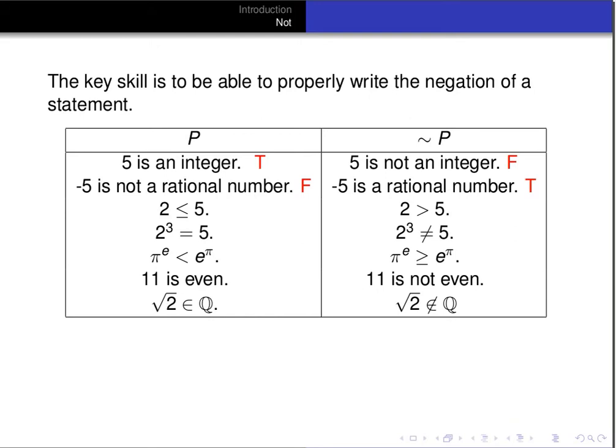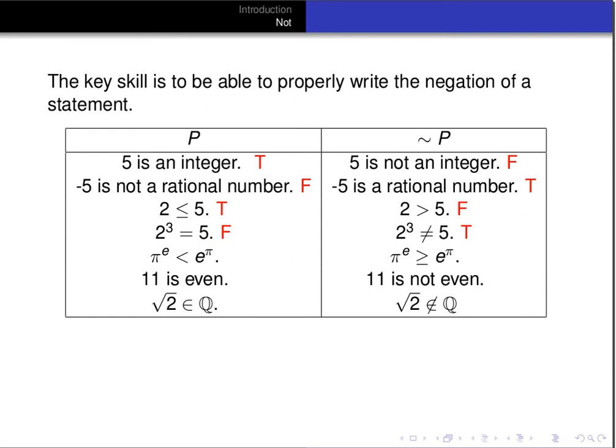Okay, now we come to the statement 2 less than or equal to 5. The negation would be not 2 less than or equal to 5, which we can better write as 2 is greater than 5 because of trichotomy. And of course 2 less than or equal to 5 is true, so 2 greater than 5 is false. If we have a statement like 2 cubed is equal to 5, we can negate that just by crossing out the equal sign. Of course 2 cubed equal 5 is false, so 2 cubed is not equal to 5 is true.